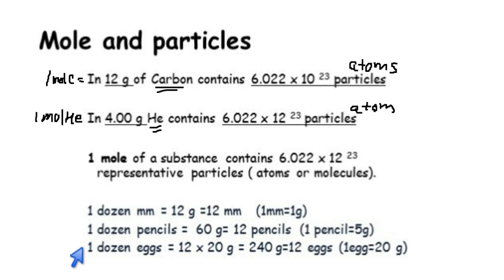Think of it this way. A dozen M&Ms, if 1 M&M is a gram, a dozen M&Ms would be 12 grams. A dozen pencils, if 1 pencil is 5 grams, a dozen pencils is 60 grams. And a dozen eggs, let's say 1 egg was 20 grams, so a dozen eggs would be 240 grams. So you can have a dozen of different things, and they'd be different masses.